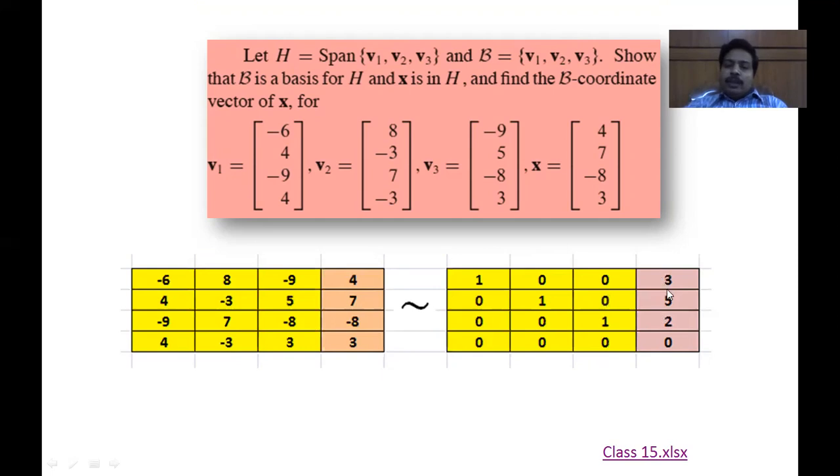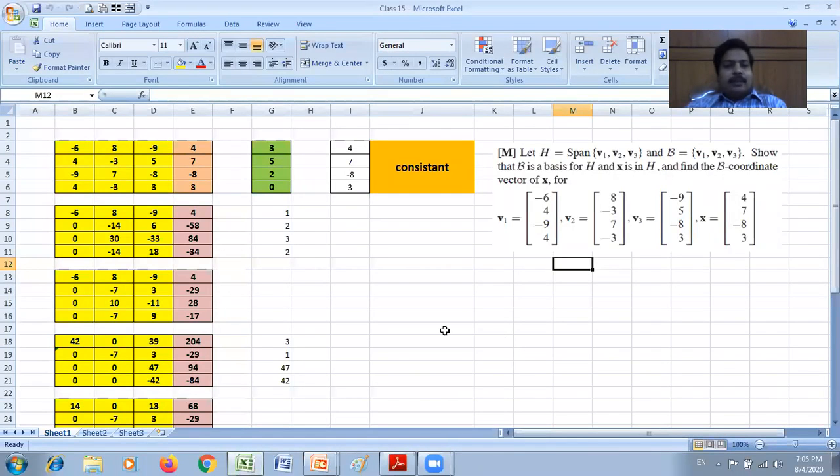These are the required weights. So the B coordinates of X are 3 5 2. That is, X can be represented as 3V1 plus 5V2 plus 2V3. So X is in H. So let us go to the Excel lab, I will call it.